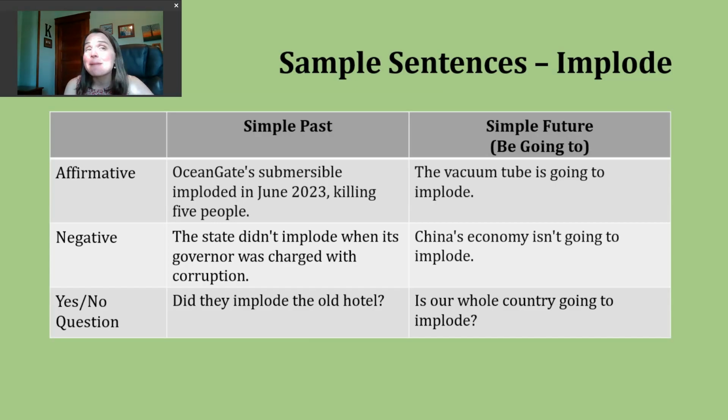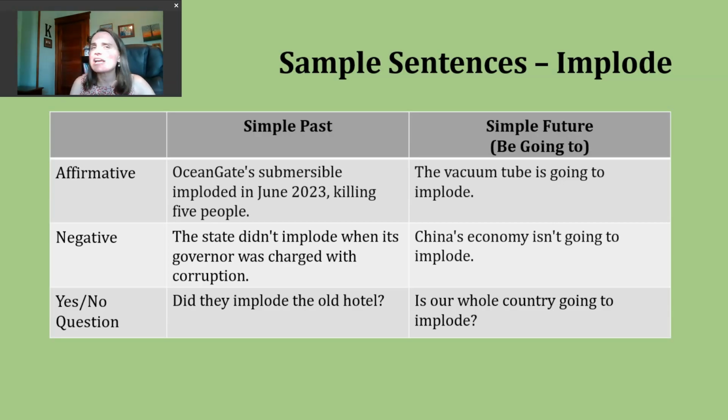Now, if we want to make a negative simple future sentence, again, we're paying attention to our subject. We're going to use a form of be that matches, followed by not, then going to and the base verb. Here's another example. China's economy isn't going to implode. I saw many sentences rather similar to this as people were discussing new policies in a variety of different countries and how that might impact various parts of the economy.